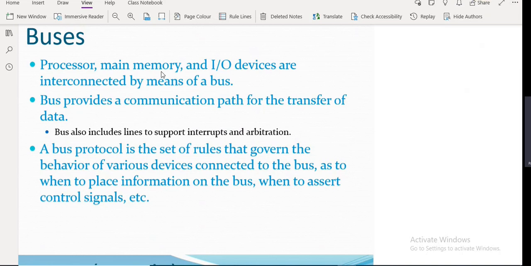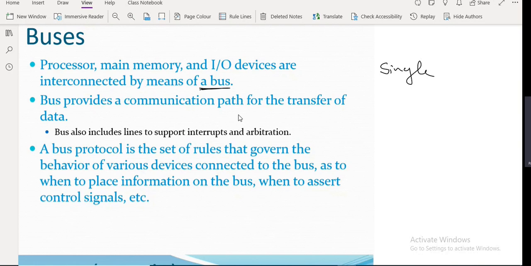Okay. So processor, main memory, IO devices are interconnected by a common bus, and whatever we are discussing till now, we are just considering a single bus. We are not discussing the multi bus. So whatever we are discussing, it is a single bus. Next.